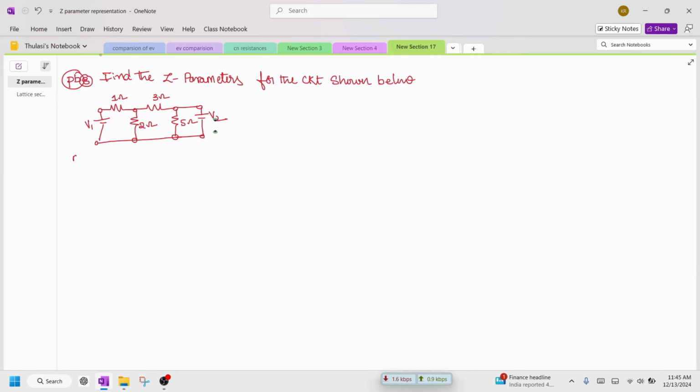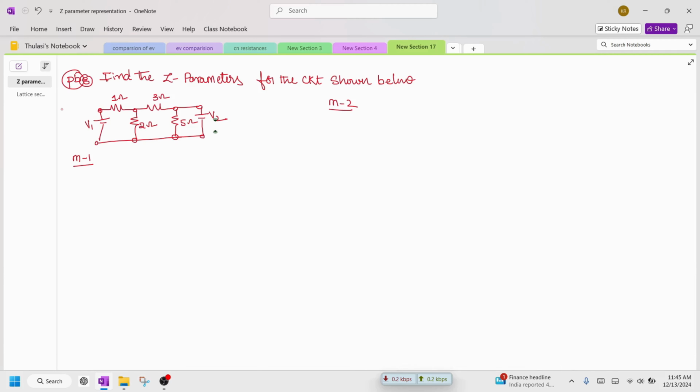I will solve it by my own method, which is nothing but method 1, and we'll try to solve it by one more method. Whatever the method you feel comfortable, you can use. And here I am using some conversion technique. So let's try to identify this network.